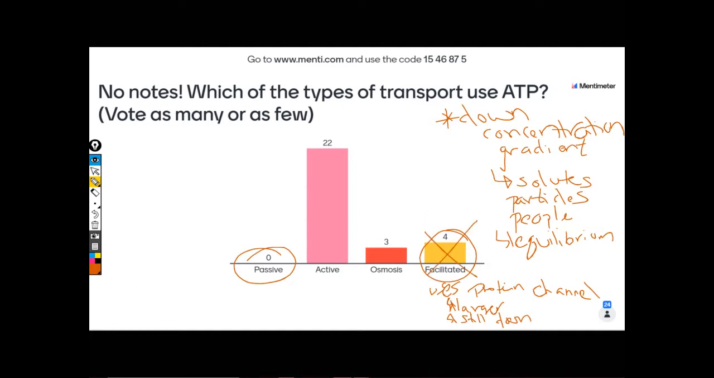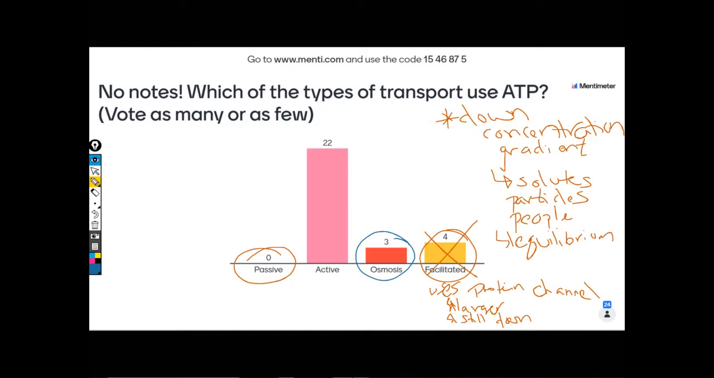Okay. So we've added the use of a protein channel. In fact, this is a type of passive, right? Because we're still going down. So we're still going to move those solutes or those particles. They're just big solutes and particles. We just happen to be moving them via a channel, or a gate. I'm going to switch colors so I don't get too messy here.